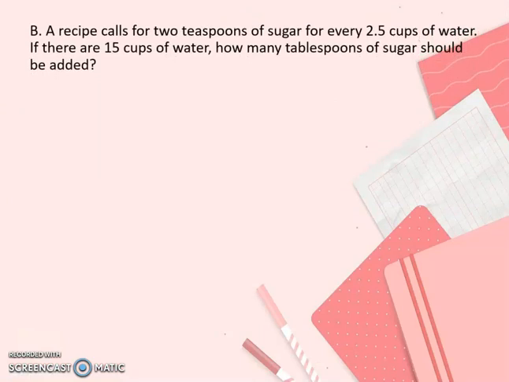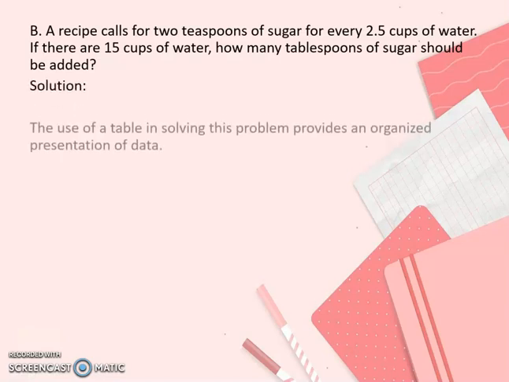Okay. So, letter B. A recipe calls for 2 teaspoons of sugar for every 2.5 cups of water. So, if there are 15 cups of water, how many tablespoons of sugar should be added? Okay. So, may recipe nga need niya 2 teaspoons ang sugar sa kada 2.5 cups of water. So, kung may-ara 15 cups of water, how many or pila tanan ka tablespoons or kutsara sang sugar or kalamay ang kinahanglan nga i-add. So, amo na siya. So, solution.